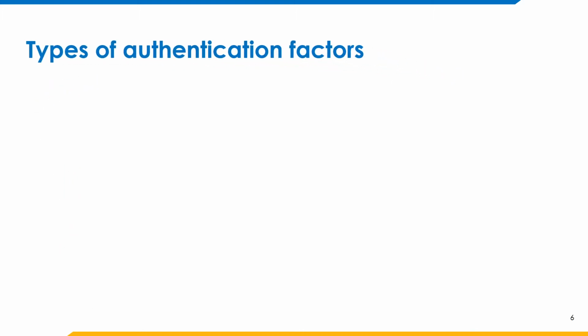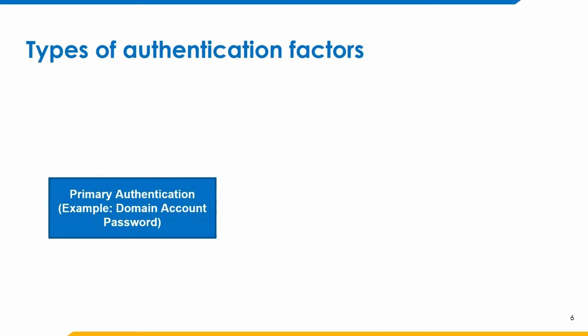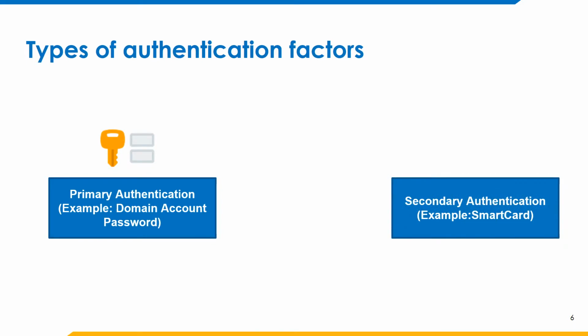Specifically, in the case of a two-factor authentication system, authentication factors can further be classified into primary and secondary authentication. As the name suggests, the primary authentication factor is evaluated first, followed by the secondary authentication. If the primary authentication is incorrect, the system does not move to evaluate the secondary authentication.